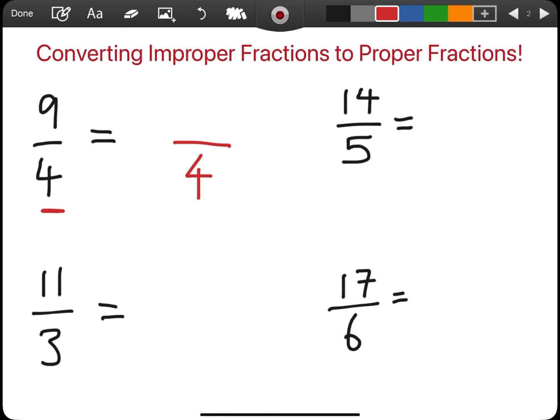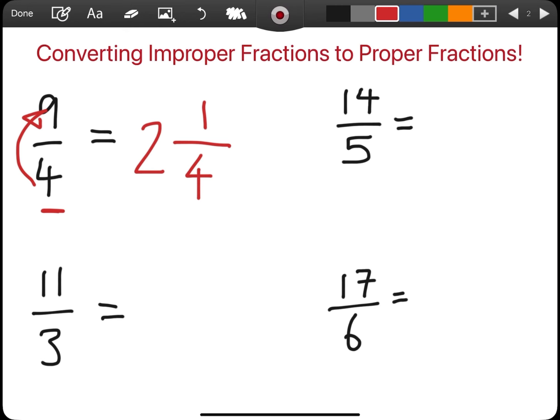Step 2, how many times does your denominator go into your numerator? 4 goes into 9 2 times, with one remainder. And that's how we do it. Okay, easy enough. Let's look at the second one.